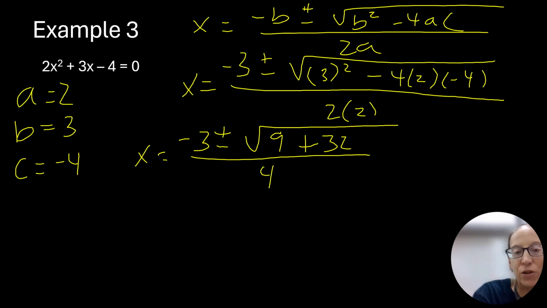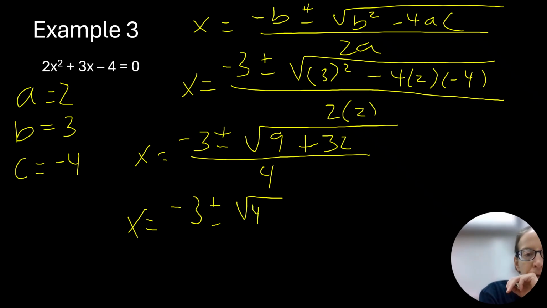And then 2 times 2 is 4. Very, very easy to make a mistake there. I'm not going to tell you that it's super easy. It's easy to make a mistake. So go slowly, go carefully, go neatly. Do not cram all the work together. Do not try to do this in some itty bitty space on your paper. Give yourself enough space to work with. Now, 9 plus 32 is 41.